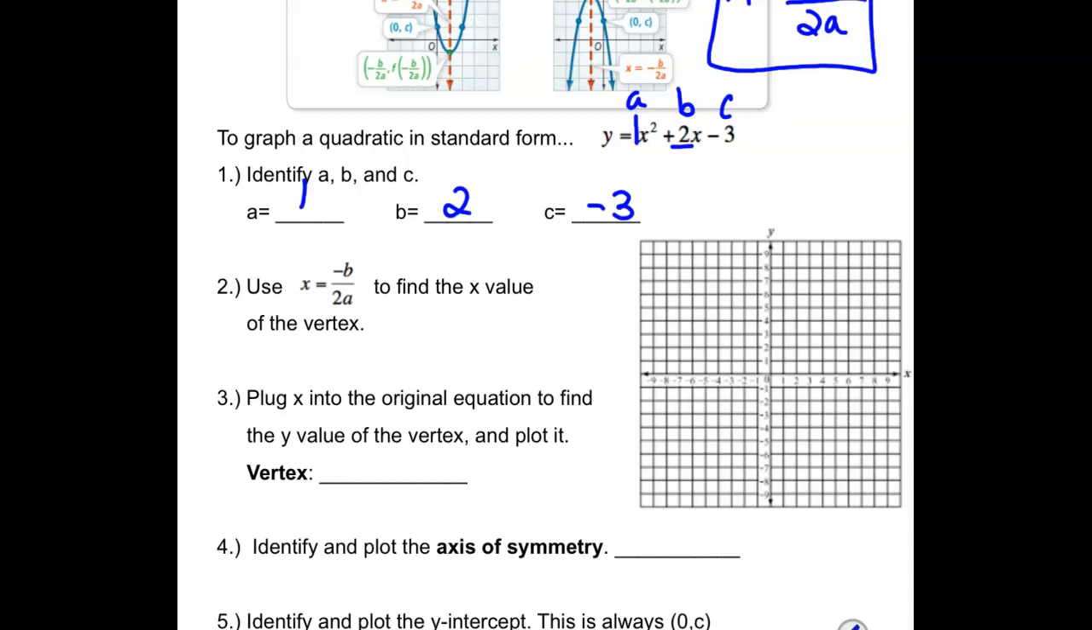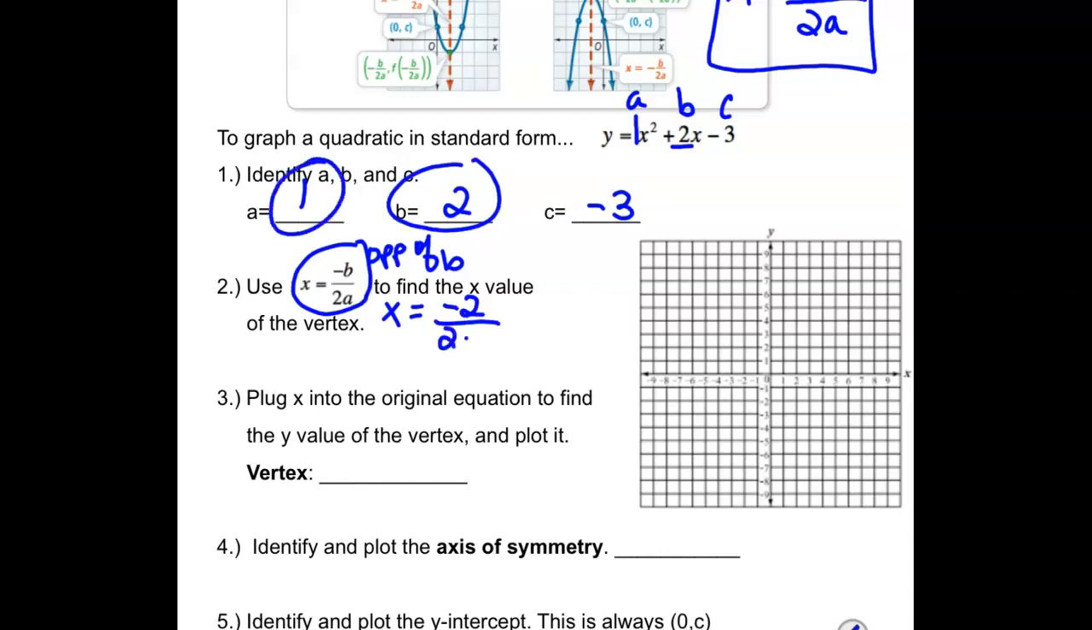Then we're going to use the equation x equals the opposite of b divided by 2a to help us figure out the x coordinate of our vertex. So x equals the opposite of b. So we need the opposite of 2, which would be negative 2. And we're going to divide by the product of 2 times our a value. Well, 2 times 1 is just 2, so this is negative 2 divided by 2, or negative 1.